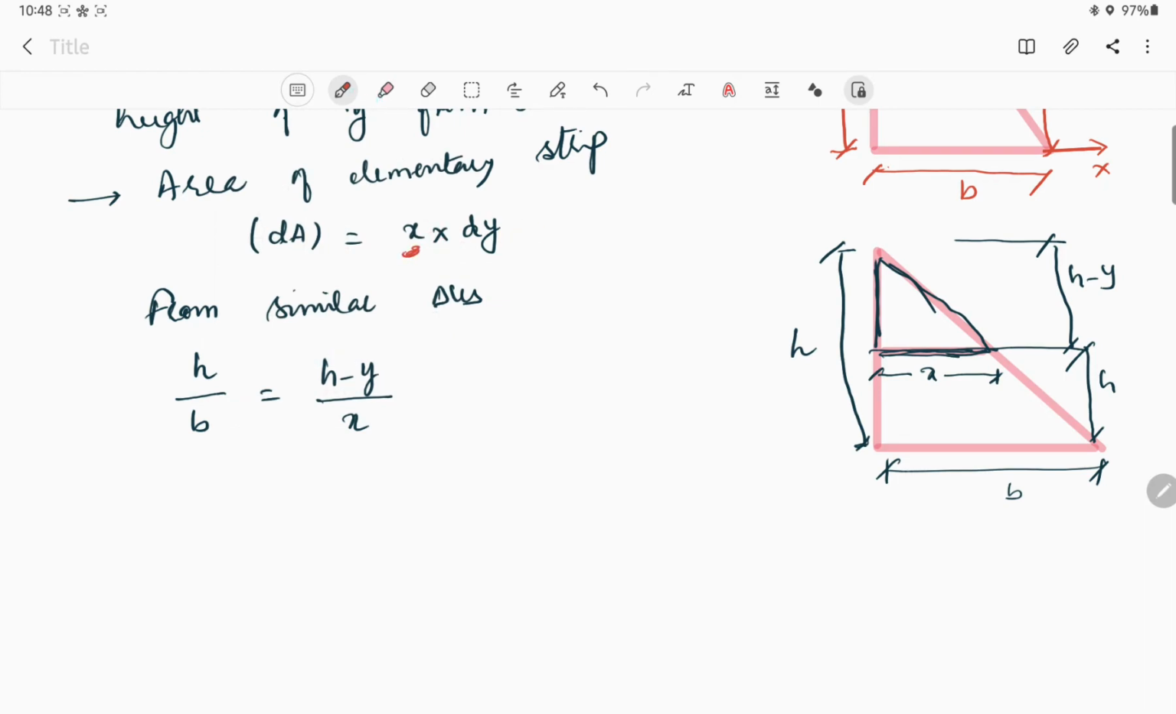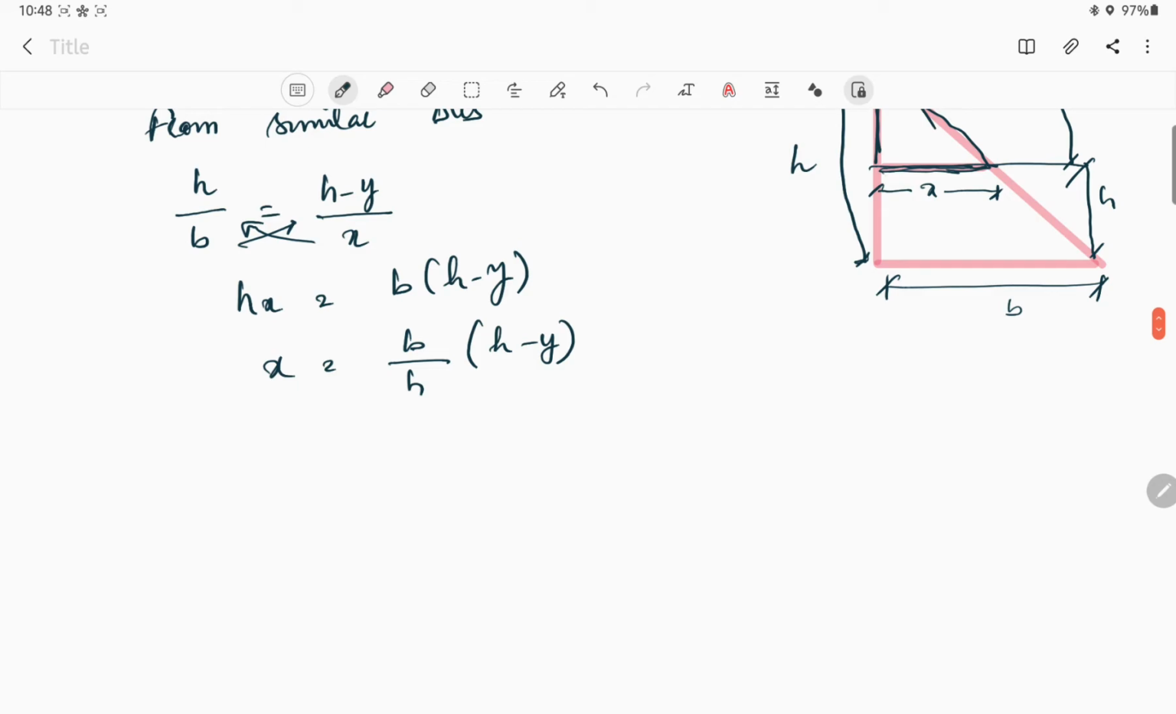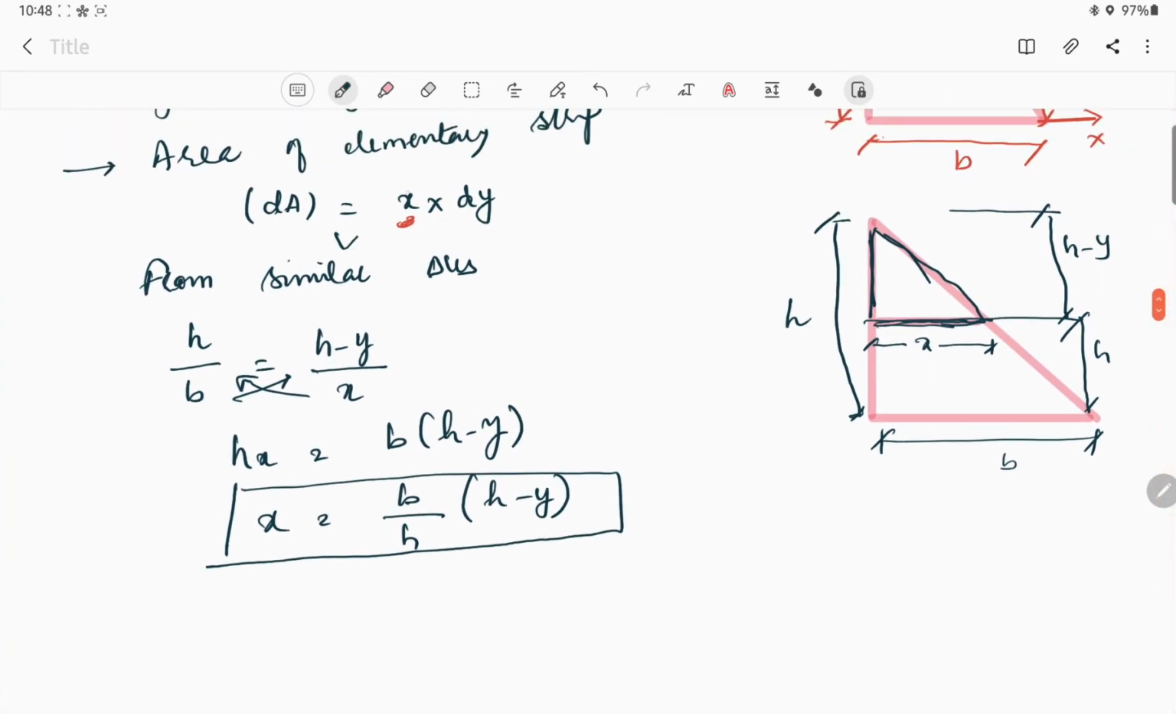Okay, we want to replace this x. So what will we do now? h minus y, we will take down this one, cross multiplication. So h into x is equal to b into h minus y. Just simply cross multiplication. So x is equal to b by h into h minus y. So we'll substitute the value of x in this equation.